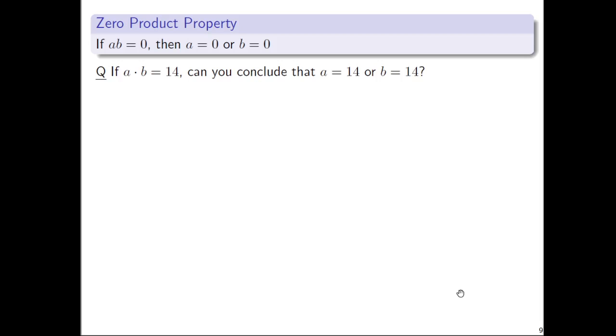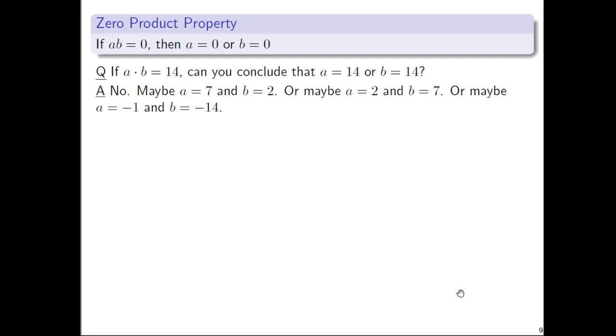Okay, before we dig into examples of using the zero product property, we need to be careful about when this thing doesn't apply. So, recall again, zero product property: if A times B equals zero, then A equals zero or B equals zero. Question: if A times B equals 14, can you conclude that A equals 14 or B equals 14?